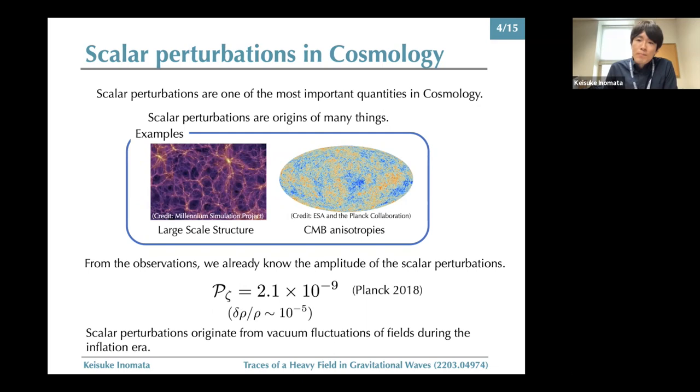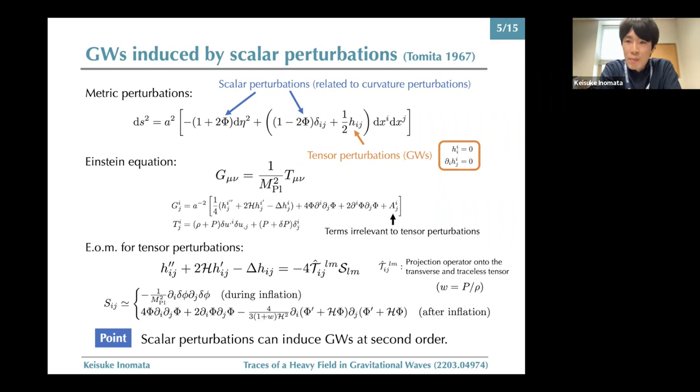Now, let me explain the gravitational waves induced by scalar perturbations. In the conformal Newtonian gauge, metric perturbations can be expressed as this. I neglect the anisotropic stress. In that case, the scalar perturbations can be written as this. And this is a tensor perturbation, which corresponds to the gravitational waves.